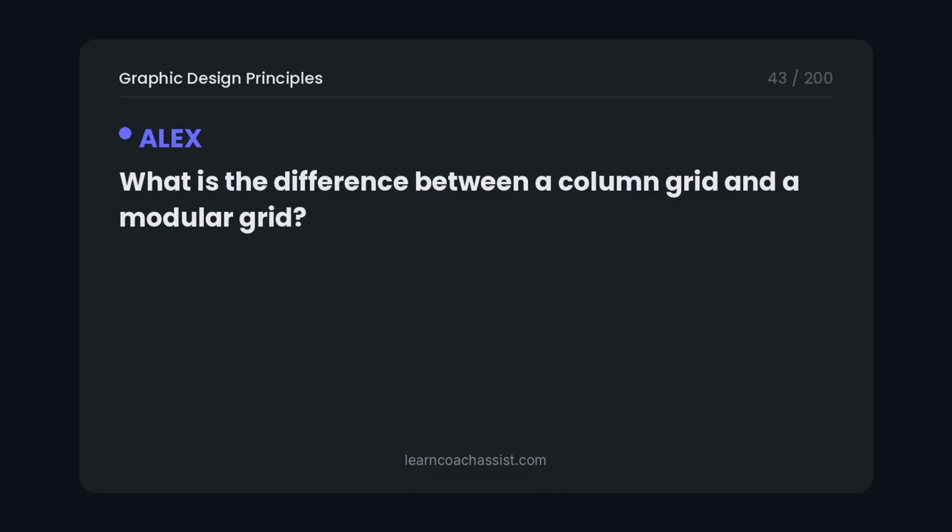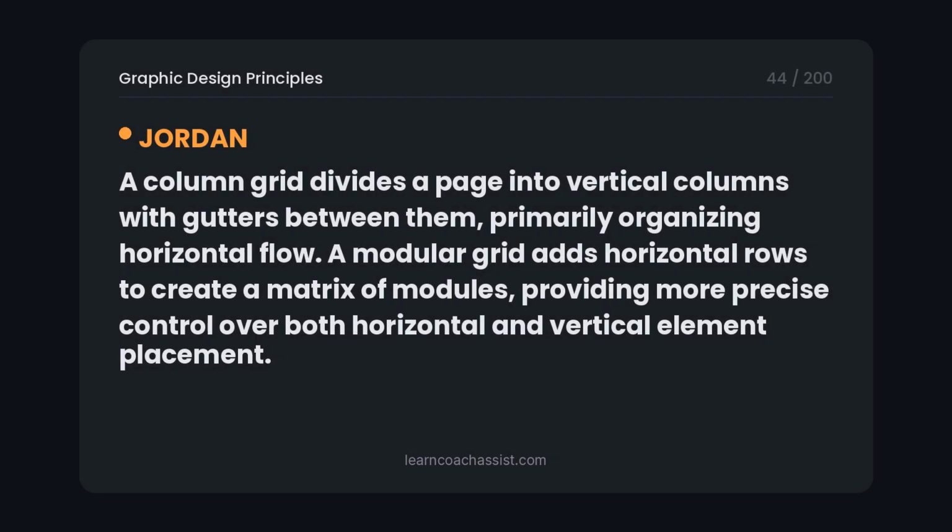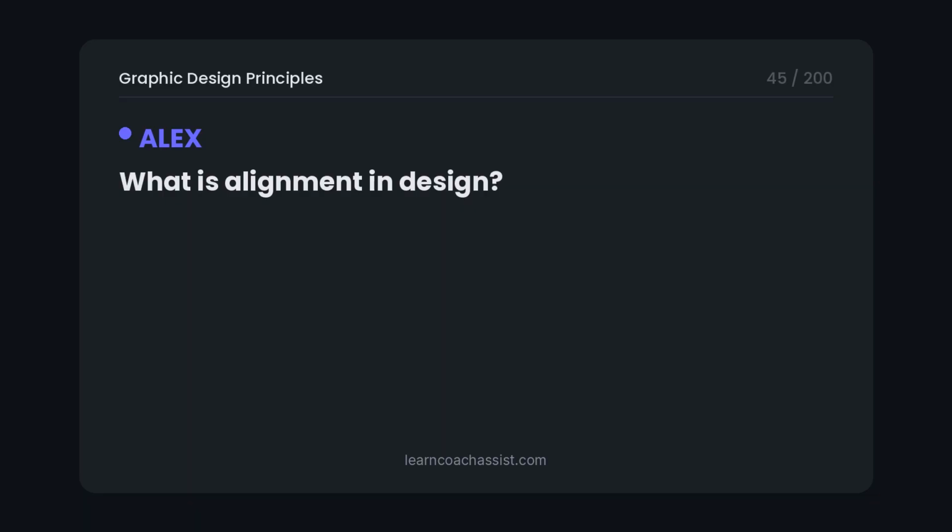What is the difference between a column grid and a modular grid? A column grid divides a page into vertical columns with gutters between them, primarily organizing horizontal flow. A modular grid adds horizontal rows to create a matrix of modules, providing more precise control over both horizontal and vertical element placement. What is alignment in design?